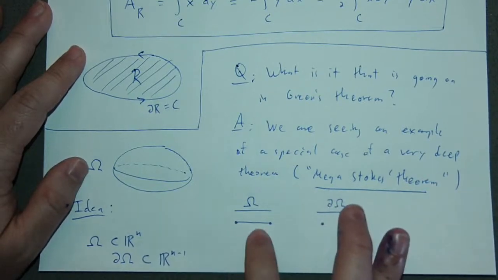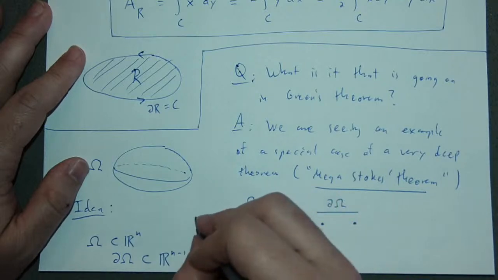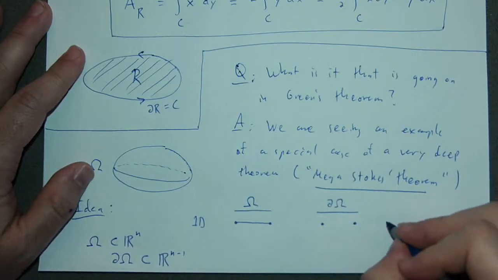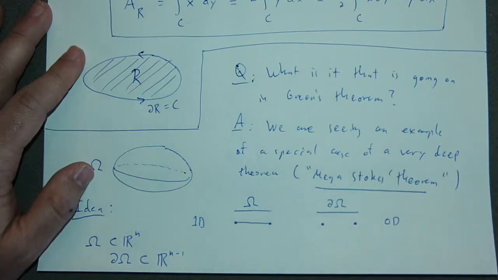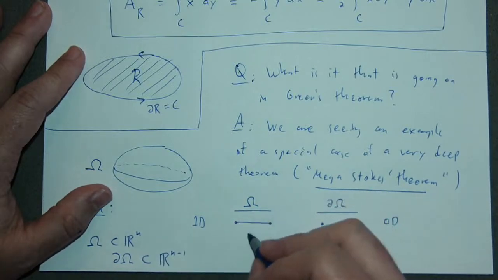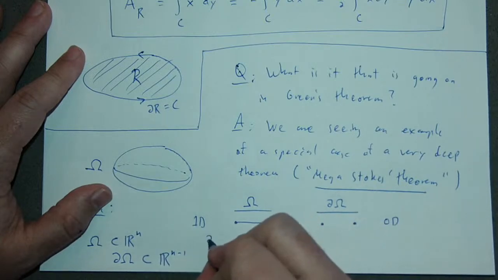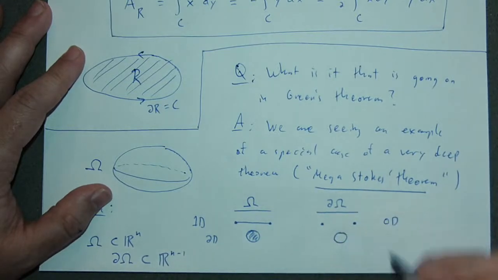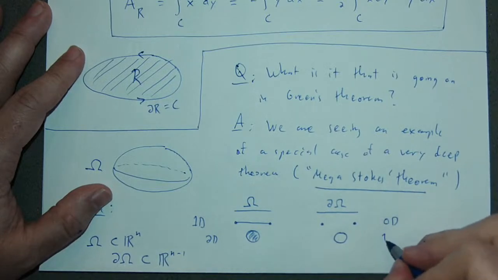But this thing is one-dimensional, right? So this is 1D. It's a one-dimensional line segment. But its boundary is zero-dimensional. It's just 2 points. So it's 0D. Okay. If your omega is 2-dimensional, so let's say it is a circular disk, well, that's 2D. What's the boundary of that circular disk? The circle, which is 1D.